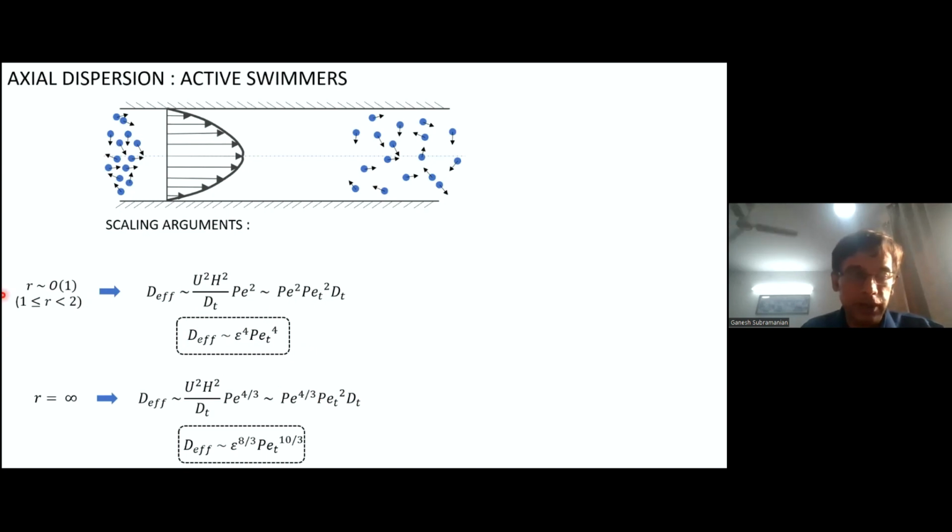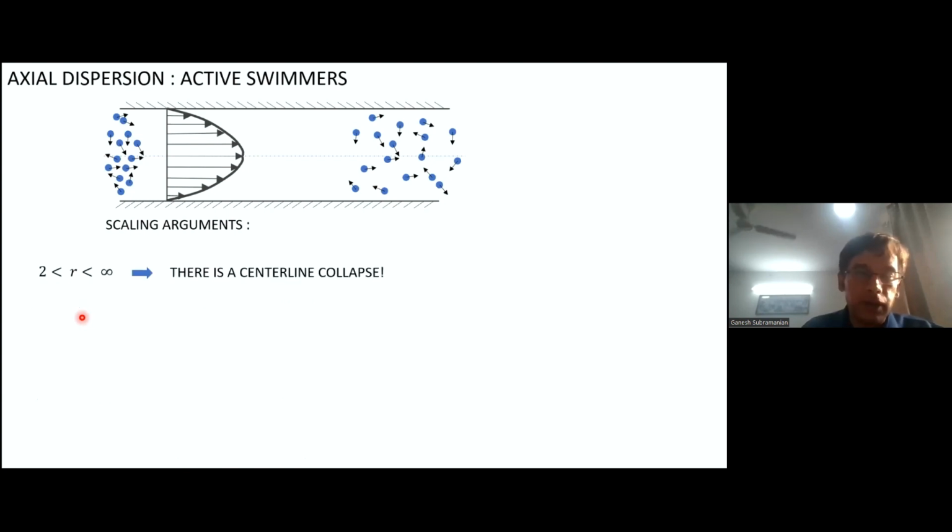What's written here is that I have restricted the aspect ratios to values less than 2. So that's not finite. And that's because of something very interesting that we found in the course of the shear-induced migration analysis: if you let the aspect ratio be greater than 2, then all the swimmers, within the framework of the multiple scales analysis, collapse onto the center line.